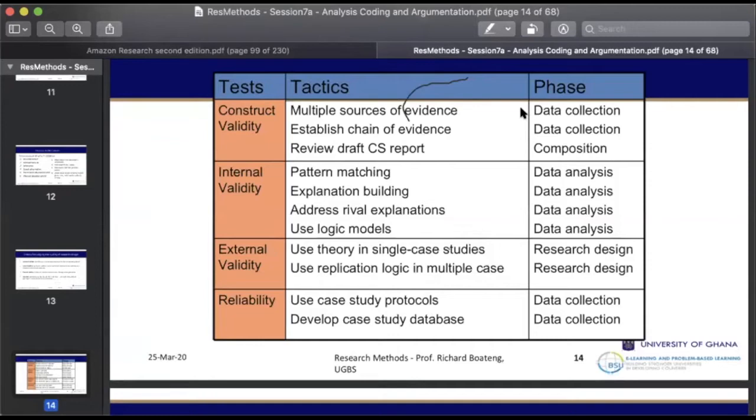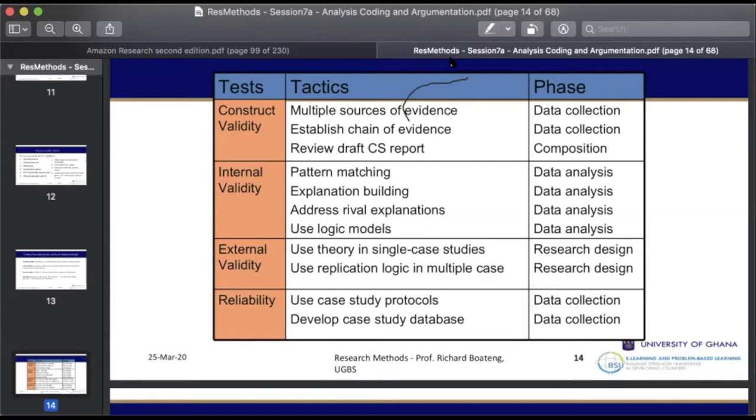So in construct validity, multiple chain of evidence is important. Internal validity, pattern matching, explanation building, addressing variable explanation, using logic models is also important. So external and reliability. I told you about a paper on introducing accounting practices into small business. We looked at it previously. It explains all the dimensions in detail with examples, because that paper applied all the four. And I also discussed it again in my previous videos to you, case study development part two. You can read that one and you can watch it.